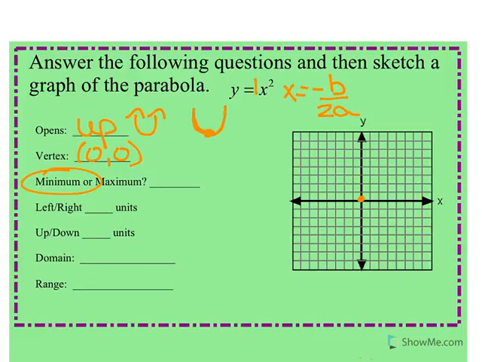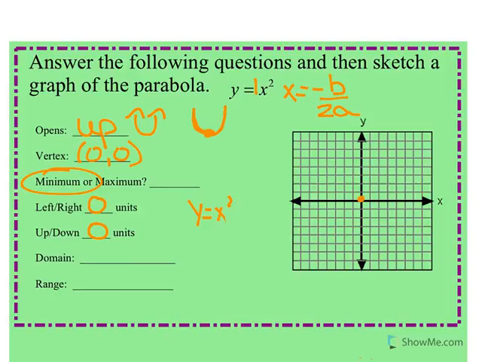Is it being shifted left and right? Well, there is no number. It is not in the factored vertex form, so it is not moving left or right, and it is not being shifted up or down because there's no y equals x squared plus a constant on the end. Because there is no constant, it is not being moved up or down.